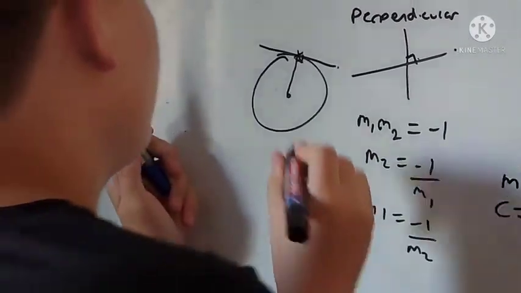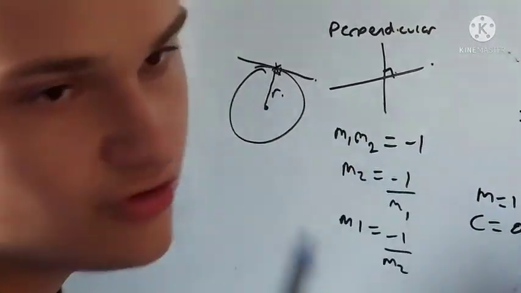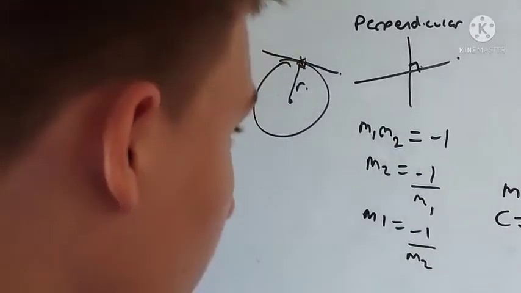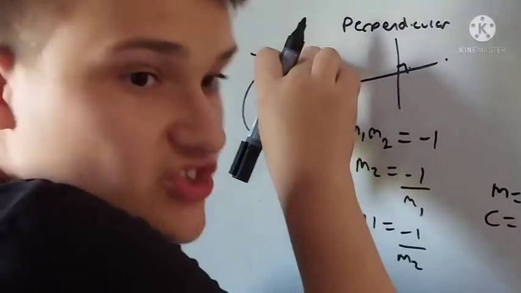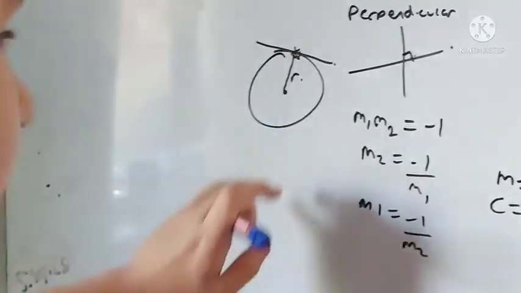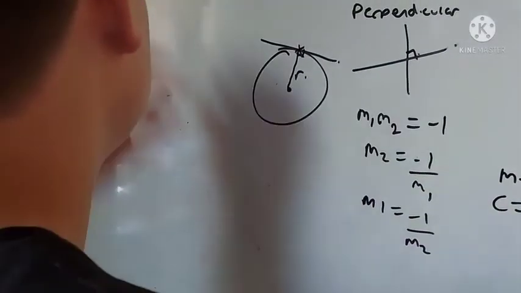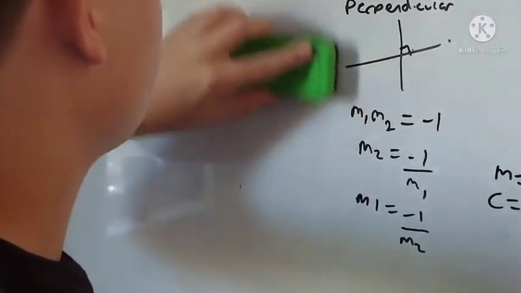that line. If I know the gradient of the radius, I can use my negative reciprocal rule so I can find the gradient of the tangent and then find the equation of the tangent. We'll get to that later. I'm not going to cover that right now. So we'll leave that out for now.